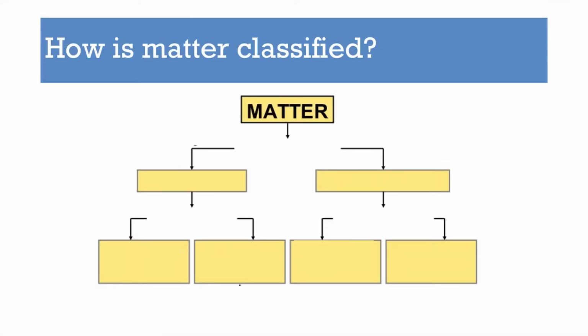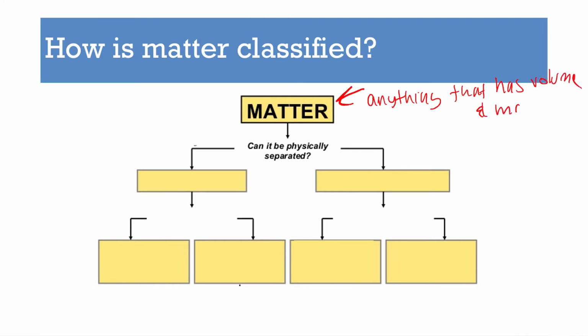So here is this flowchart of matter, and right now it's blank, but as we go through the video today, we're going to work towards filling in all of the boxes. So first we're going to talk about how if it can be physically separated, but even before we get that, a quick reminder that matter is anything that has volume and mass. So it has mass and it takes up space.